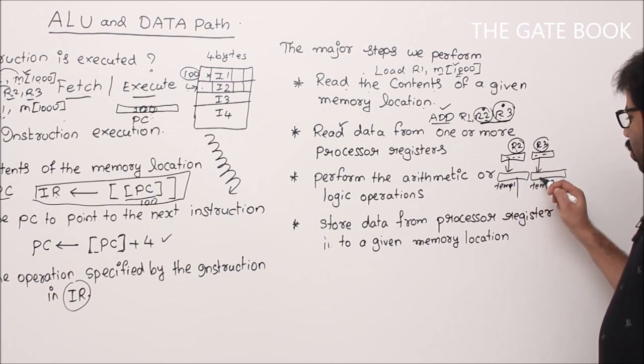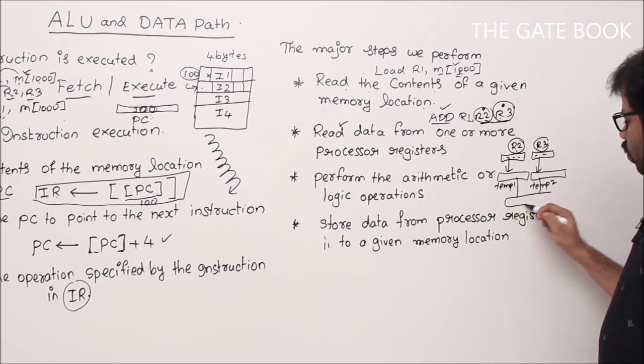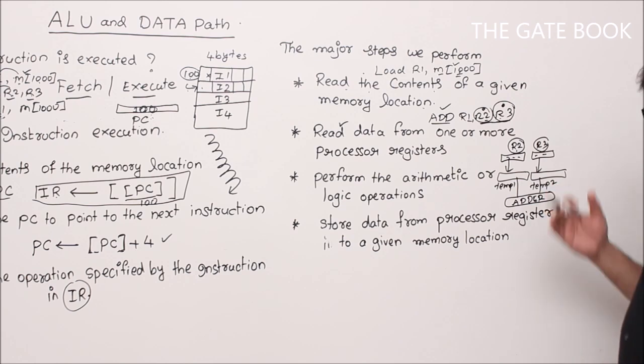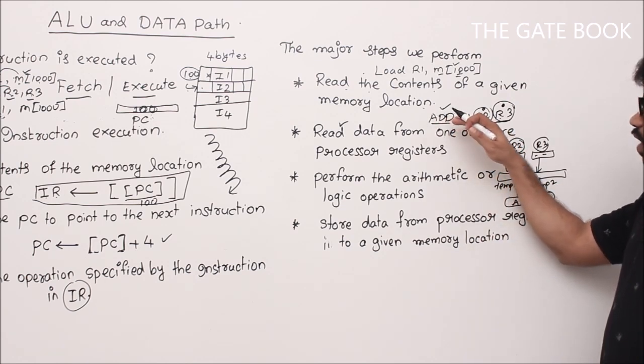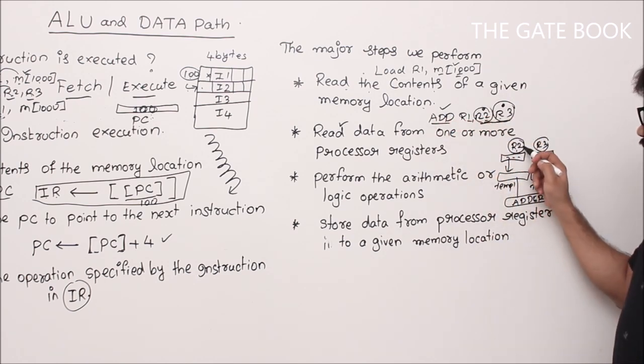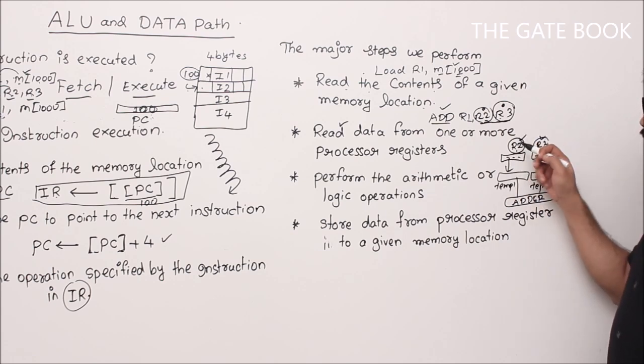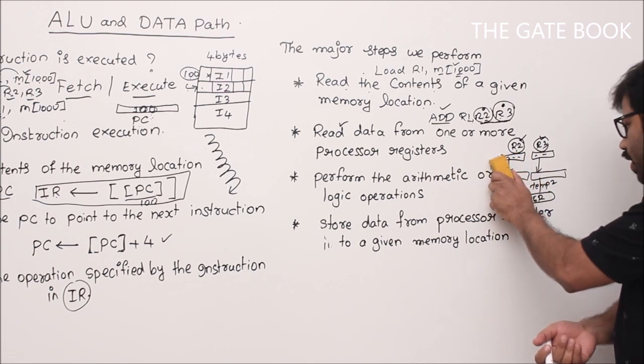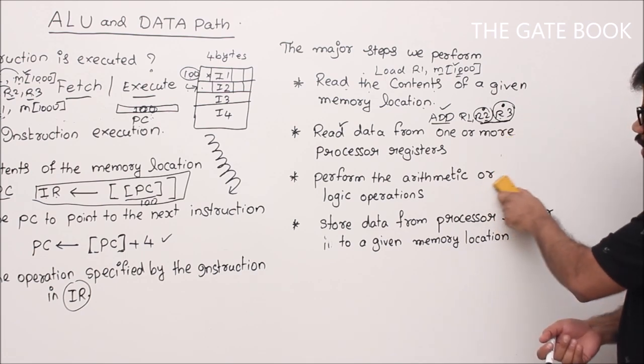After that, we will be connecting them to maybe an adder circuit, correct? If this happens, then what are we doing here? To do addition of R1, R2, R3, we are reading the data from R2 and R3. Then we will be adding them later, correct? So that's why I can say that.